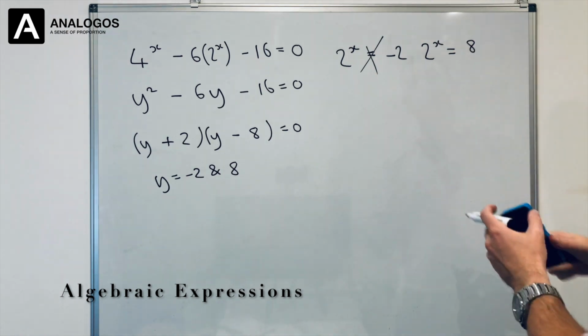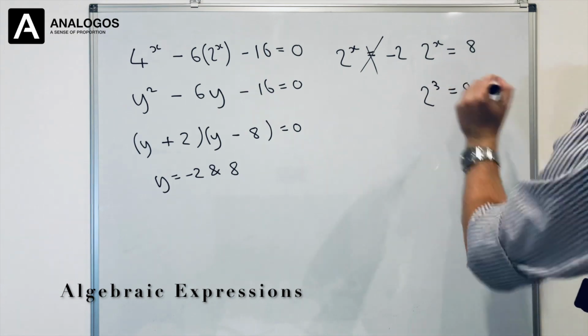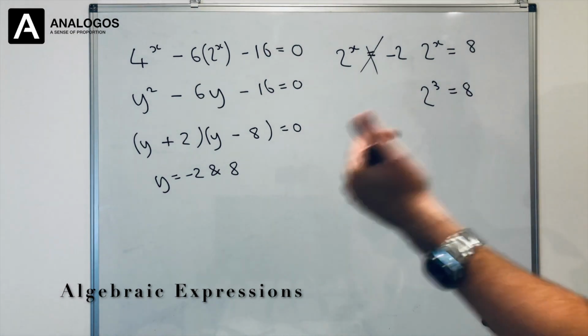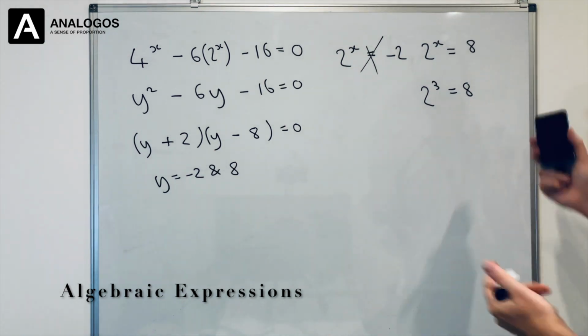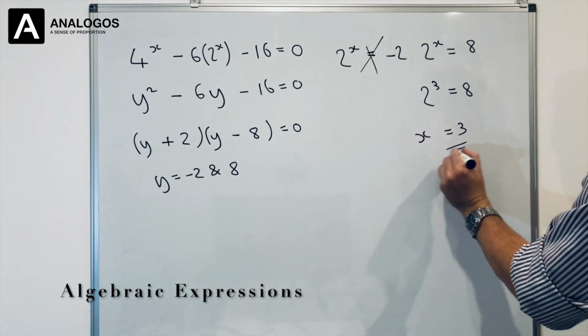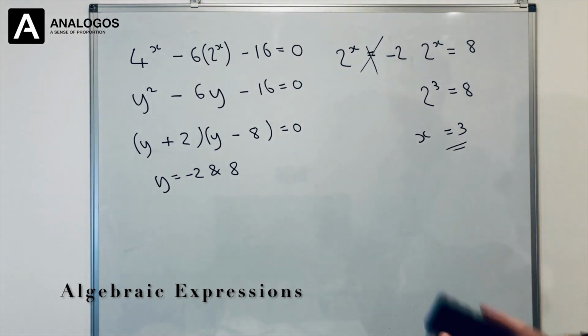So 2 to the power of x equals 8. Therefore, 2 to the power of 3 equals 8. Okay, that's a fairly straightforward power. 2 times 2 times 2 would give you 8. Therefore, x equals 3. Okay, and that was 5 marks, that question.